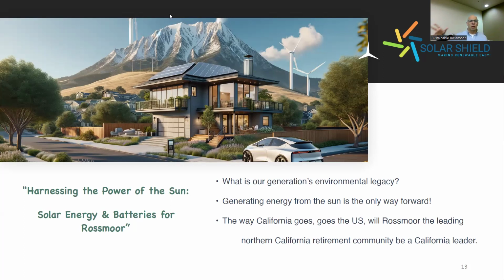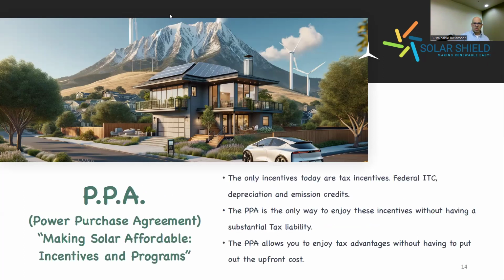The way California goes, the US goes. So we see net billing coming out here, and now we see other states moving to a net billing regime. And I think as the leading senior community in Northern California, I think whatever you do will have a great effect on California as well. So that's your part.